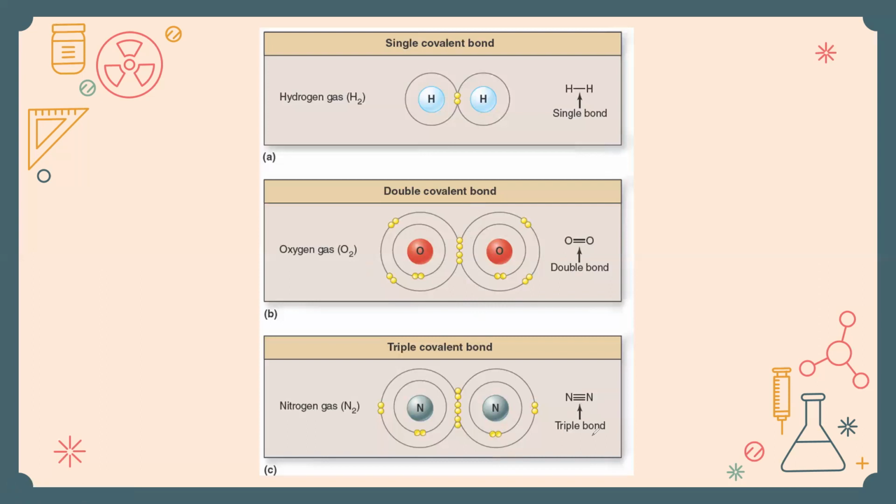And then the triple bond, as we just talked about, is 3 pairs of electrons. So 1 pair here, the other pair here, and the other pair here. That's 3 pairs of electrons, which is why we show 3 lines like that to represent it.